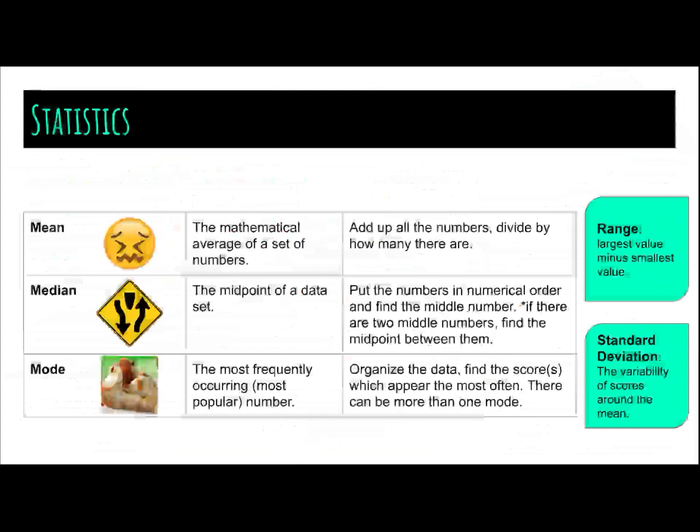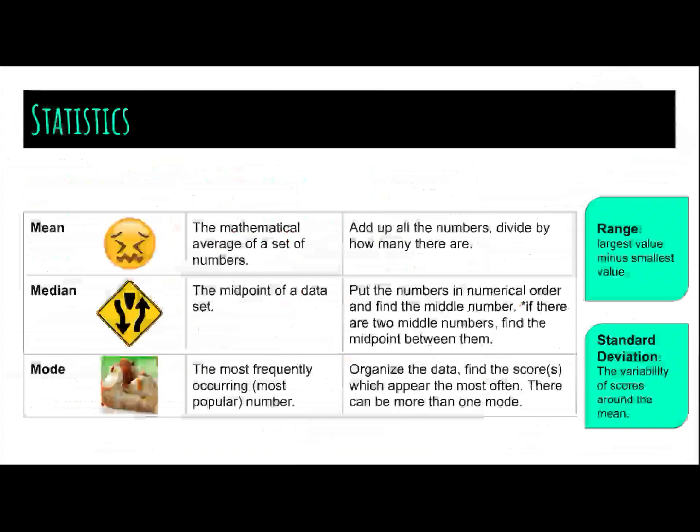The mean is the mathematical average of a set of numbers. Generally, when we talk about average, we are discussing the mean. If you figure out your average grade in this class, what you'll be calculating is your mean grade. To calculate mean, you add up all the numbers and divide by how many there are.